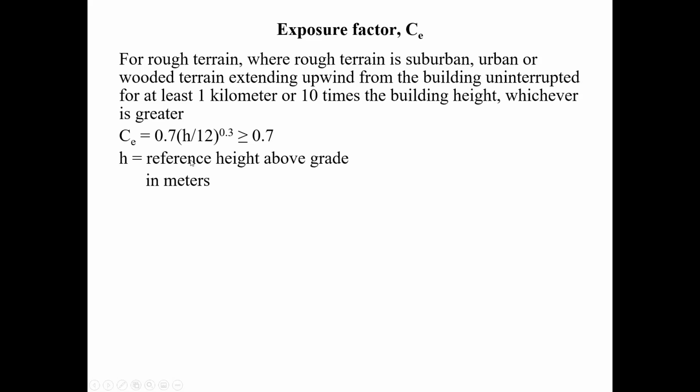So within a 1 kilometer radius, I have to have houses all around me, or 10 times the building height, whichever is the greater. So if my building happens to be a meter high, I have to make sure that within 10 kilometers everything is considered rough terrain. And of course, this is the equation. It lowers the CE value. The reference height above grade is the H value, and this means that from 0 to 12 meters, you have a minimum CE value of 0.7, that's all.